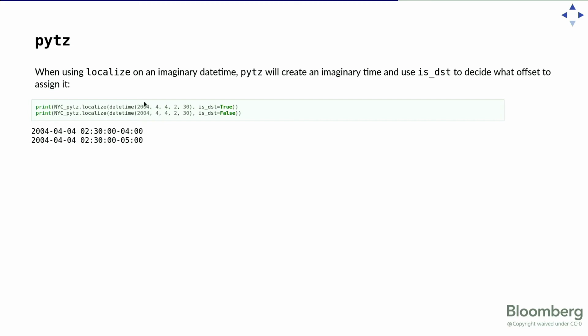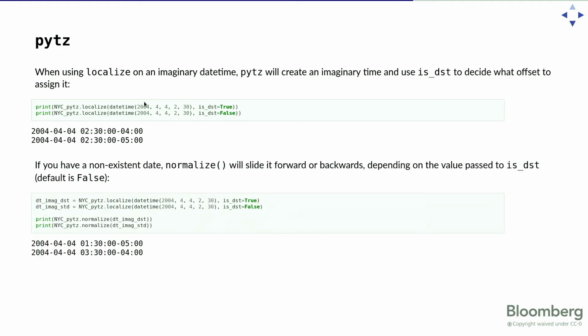If you localize an imaginary time in PyTZ, it will just construct an imaginary time, and then it'll set the daylight saving offset based on whatever your isDST value is. So it's an imaginary time on one side or the other. If you have a non-existent date and you normalize it, then depending on whether you pass isDST true or false, it will just slide back or forward one offset.